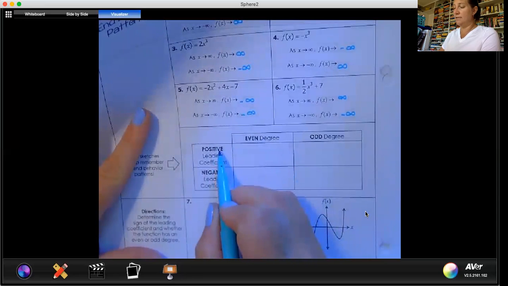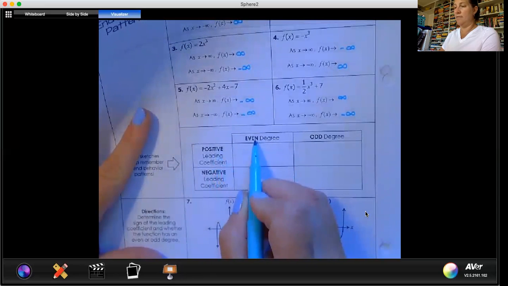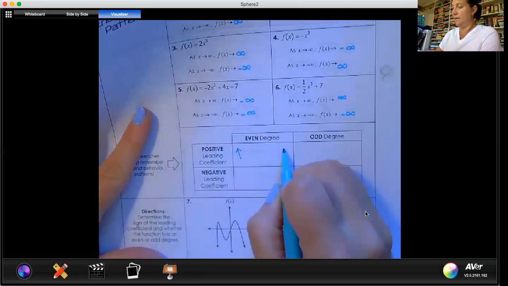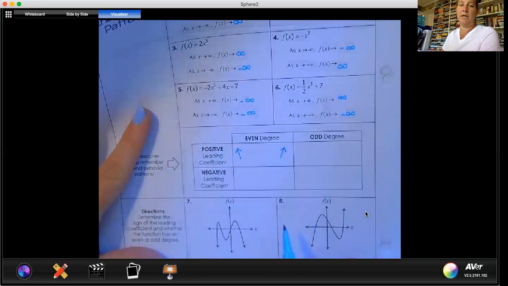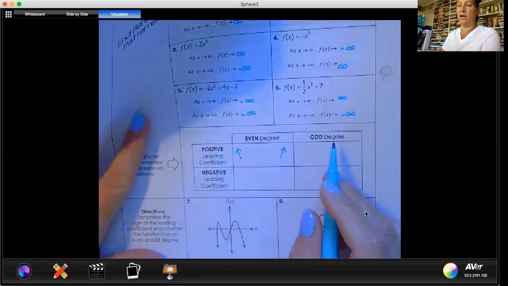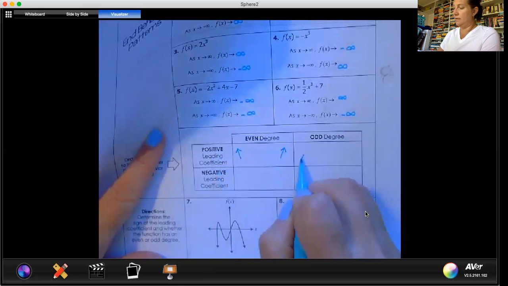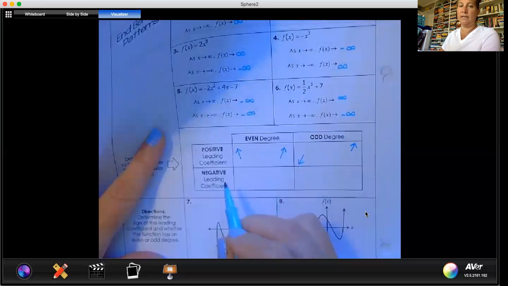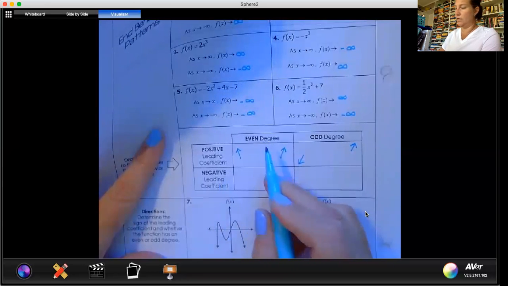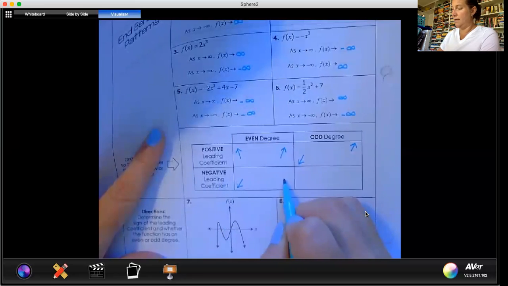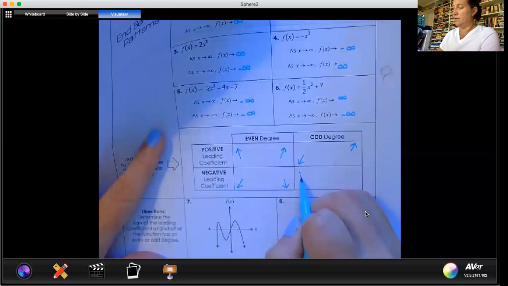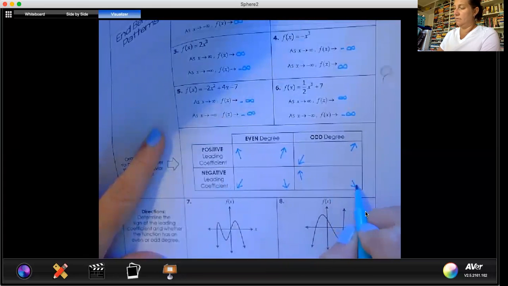So if it has a positive leading coefficient and an even degree, the end behavior is up and up. Positive leading coefficient and an odd degree is down and up. So infinity, negative infinity. Negative leading coefficient, even degree, both are negative infinity. Negative leading coefficient, odd degree, is positive and negative.